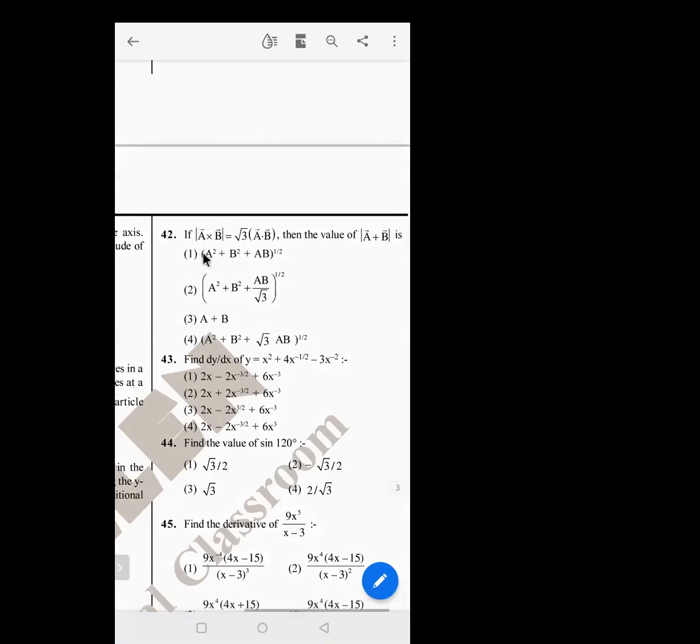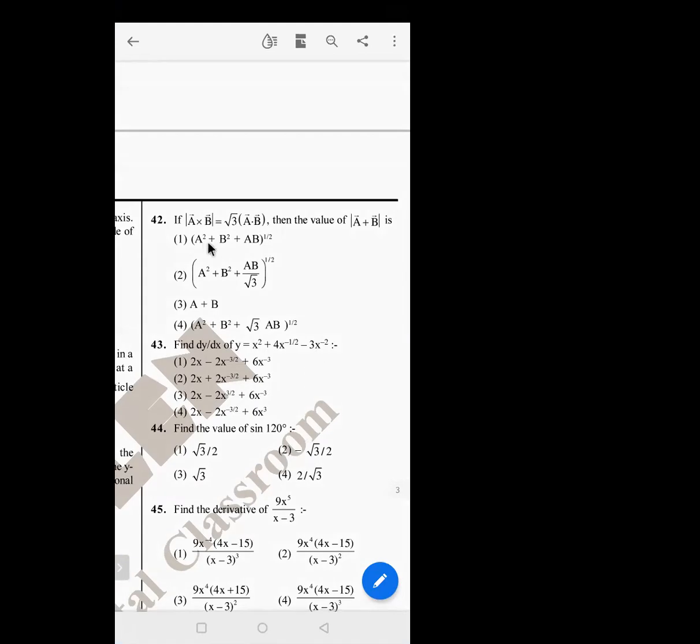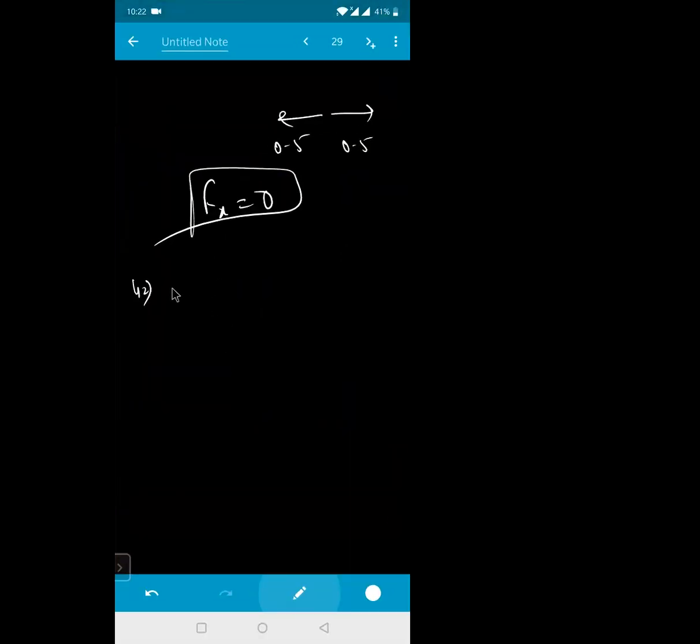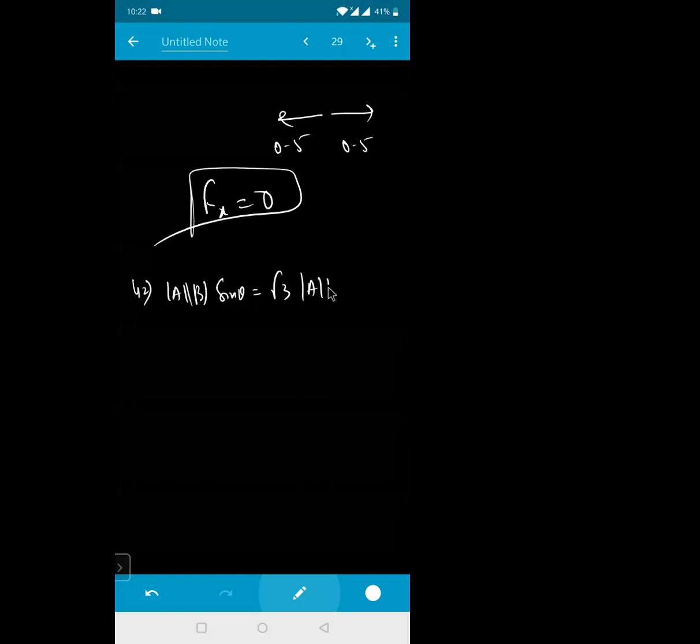Very good question. Mod of a bar cross b bar is equal to √3 times of a bar dot b bar. Then the value of a plus b is how much? Beta unmute yourself, beta. A lot of noises are coming. So mod of a bar cross b bar is √3 times of your a bar dot b bar. Then just write the values of the given condition. That's it. This one is mod of a into b into sin theta will be equal to √3 into mod of a into mod of b into cos theta. Because he has given in the problem, mod of a bar cross b bar must be equal to √3 times of a bar dot b bar.